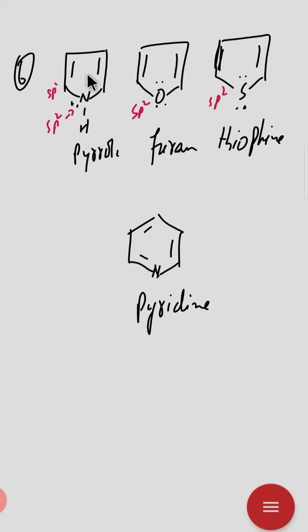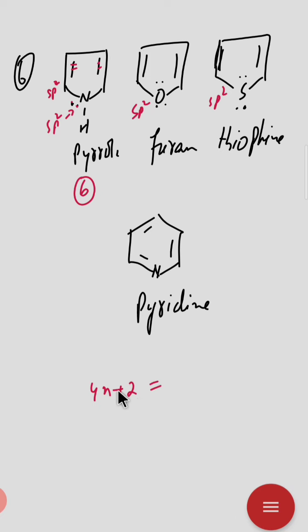So we need to count the number of pi electrons here: 1, 2, 3, 4. Whether these 2 electrons will be counted as pi electrons or not depends on whether these electrons can participate in resonance. Obviously, these 2 electrons can participate in resonance, therefore they will be counted as pi electrons. So in pyrrole there are 6 pi electrons.